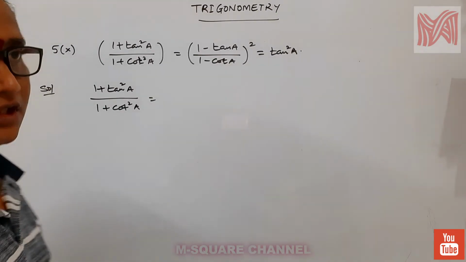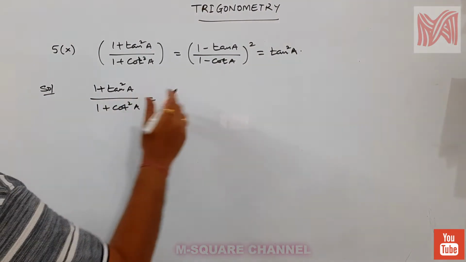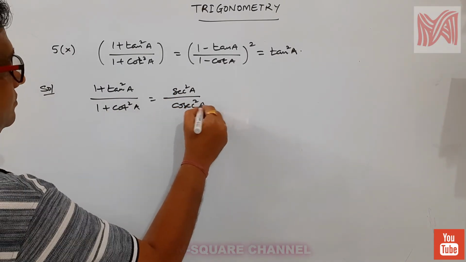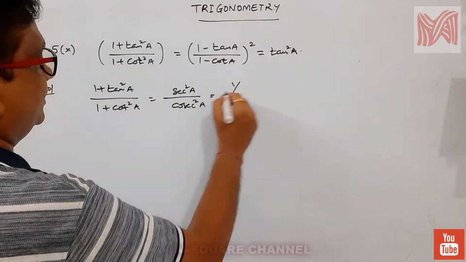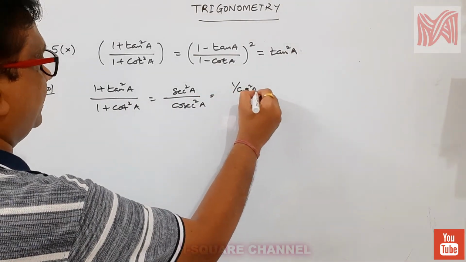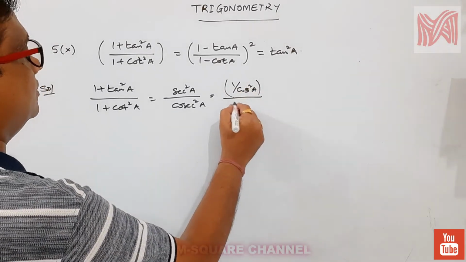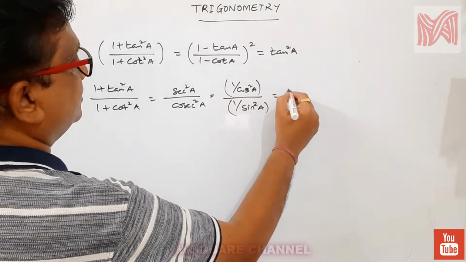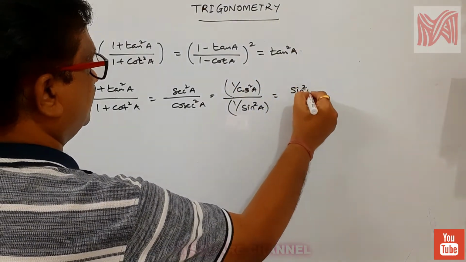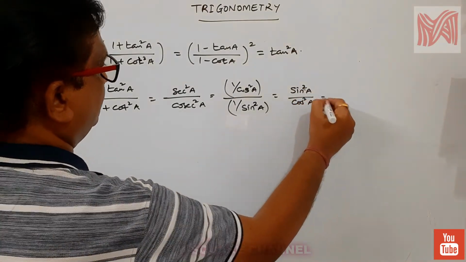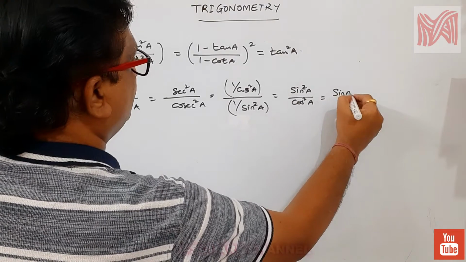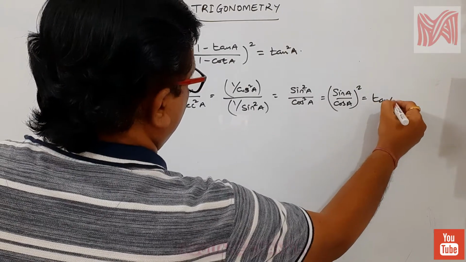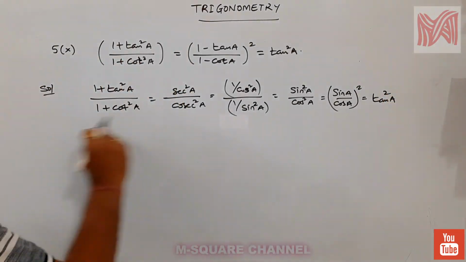We already know the identity: 1 plus tan square A is secant square A, and 1 plus cot square A is cosecant square A. So secant square A means 1 by cos square A, this is the numerator, and 1 by sin square A is the denominator. After taking the reciprocal, sin square A by cos square A, that is sin A by cos A whole square. Otherwise you can write directly tan A whole square, that is tan square A. This is one part.